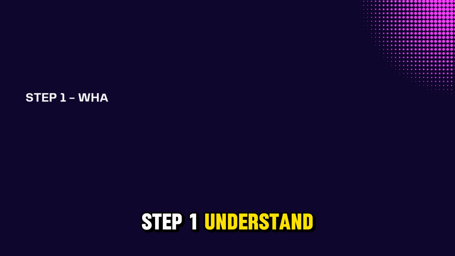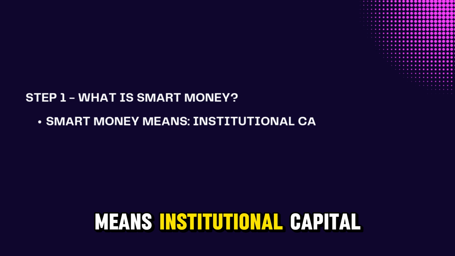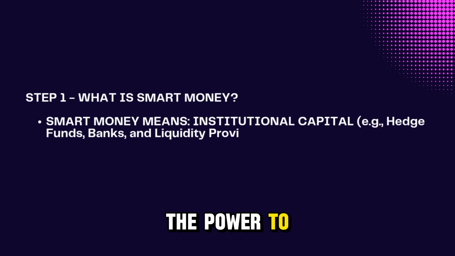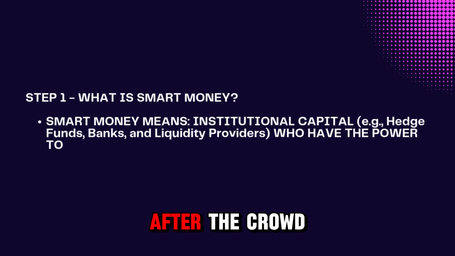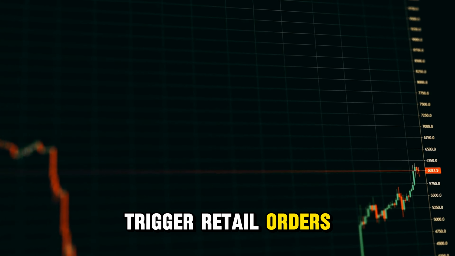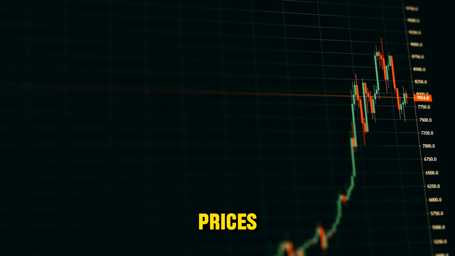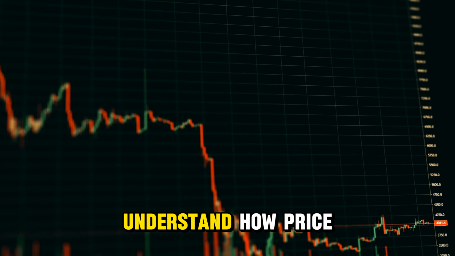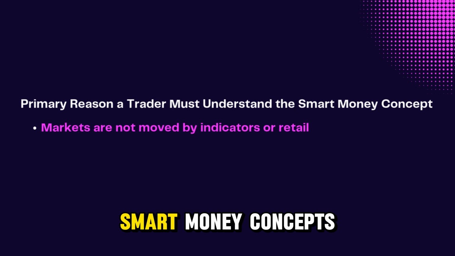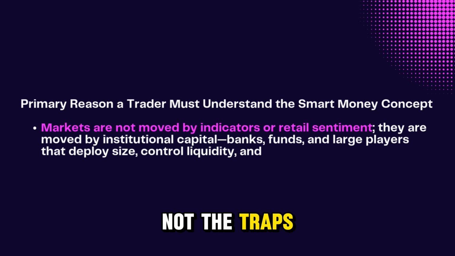Step 1. Understand what smart money really is. Smart money simply means institutional capital, hedge funds, banks, and liquidity providers who have the power to move price. They don't buy after the crowd buys. They create the illusion of a move, trigger retail orders, and then move price in the opposite direction to fill their positions at better prices. To trade like them, you must understand how price is engineered, not just what indicators say. Smart money concepts teach you how to read the market's true intentions, not the traps.